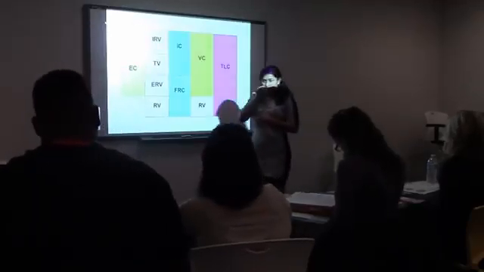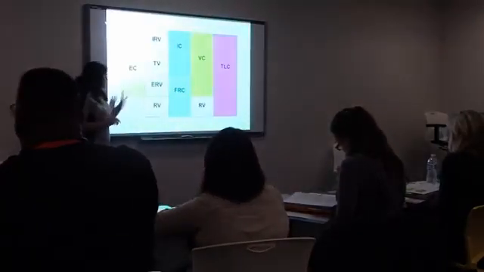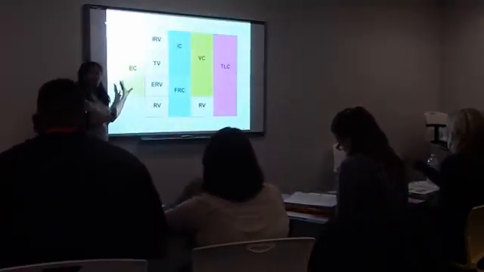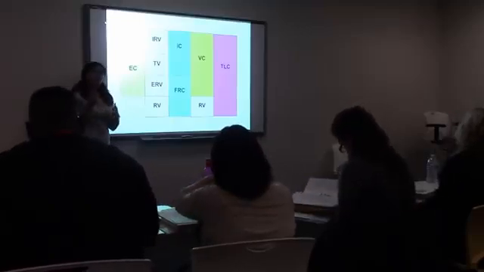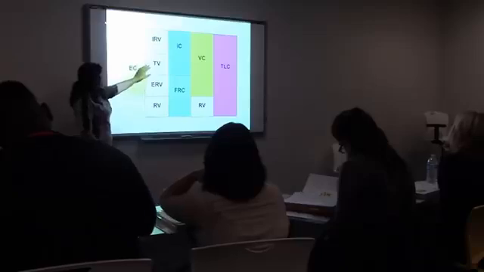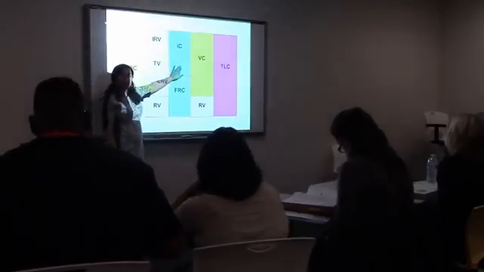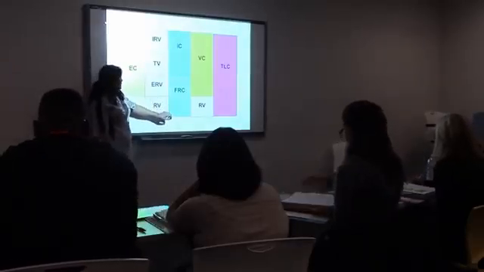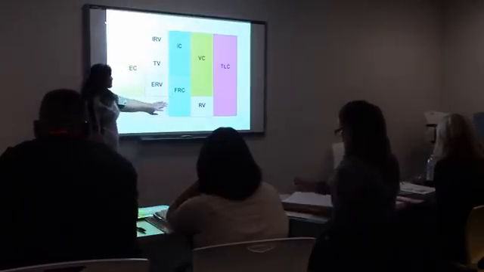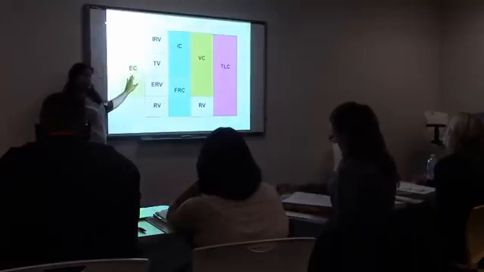So this chart table helps you understand what volumes come together giving you capacities. So, IRV and TV come together giving you IC. ERV and RV come together giving you FRC. TV and ERV come together giving you EC.